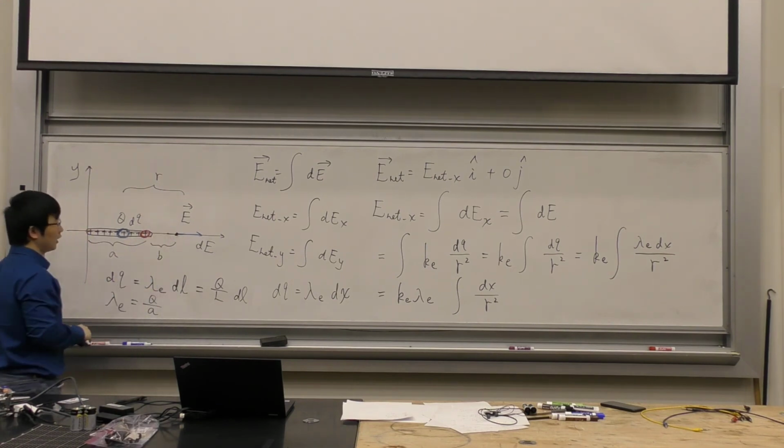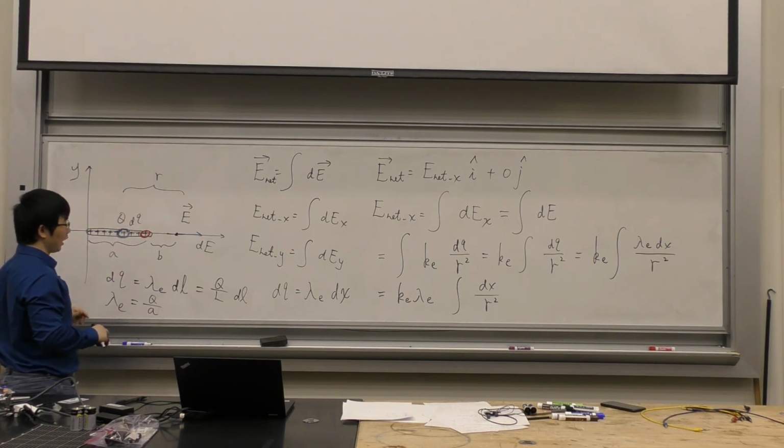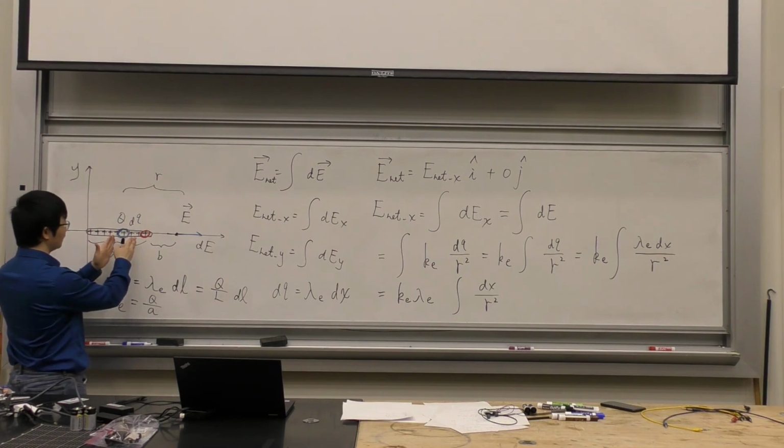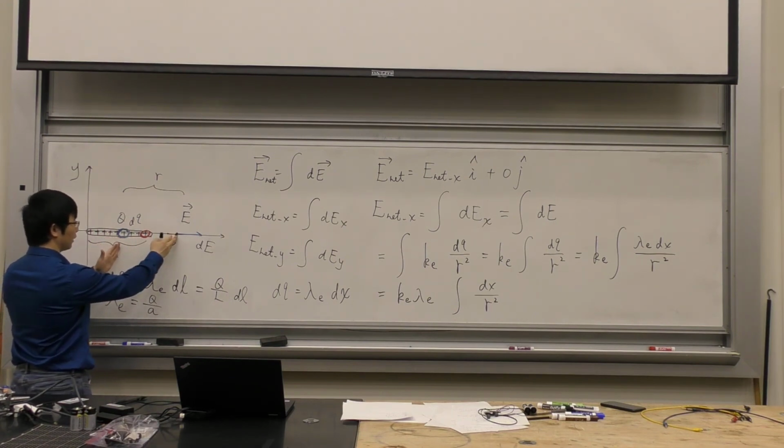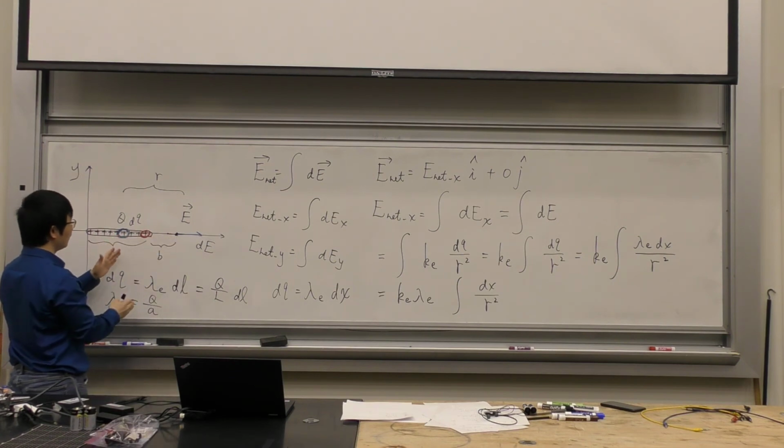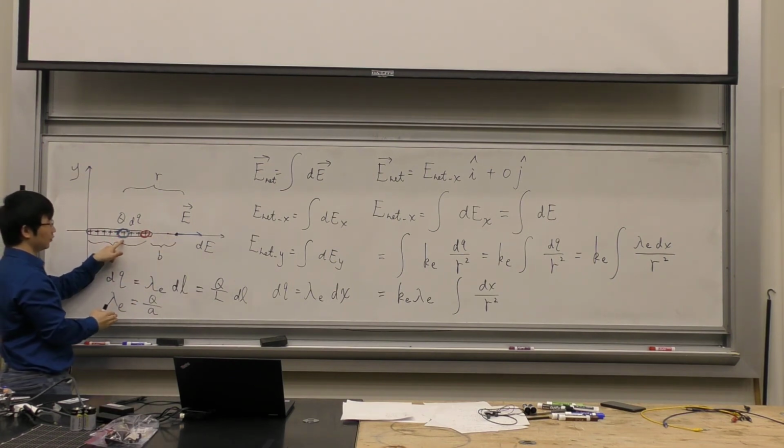If I want to write this r in terms of x, I should know the definition of r and x, right? r is defined as the distance from the point charge you pick to the point you want to calculate. So it's this. What is the definition of the x for this charge?